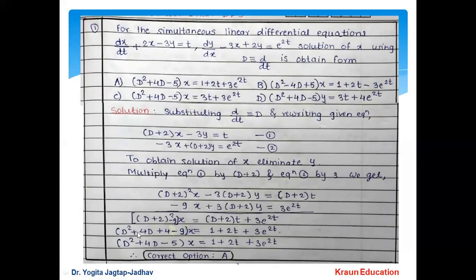Now here you can simplify this square. D plus 2 whole square is D square plus 4D plus 4, minus 9 operating on x. That is equal to, when I multiply t inside the bracket, we have the derivative of t, that is 1, plus 2t plus 3e raised to 2t. On the left side, when we subtract, 4 minus 9 becomes minus 5. Therefore, the linear differential equation we obtained is D square plus 4D minus 5 operating on x equal to 1 plus 2t plus 3e raised to 2t. Therefore, the correct option is option A.